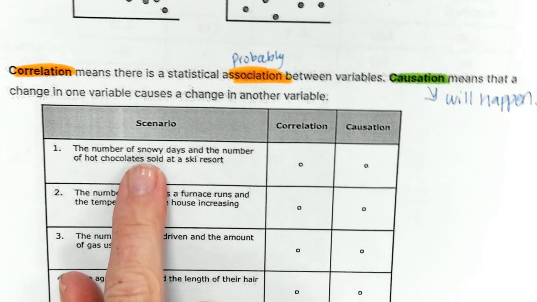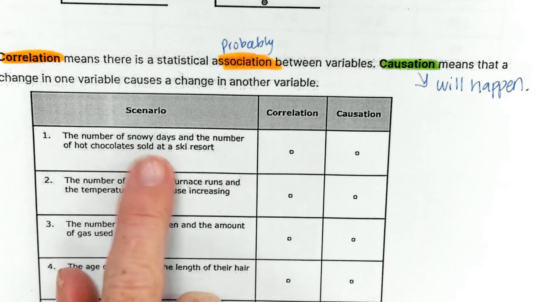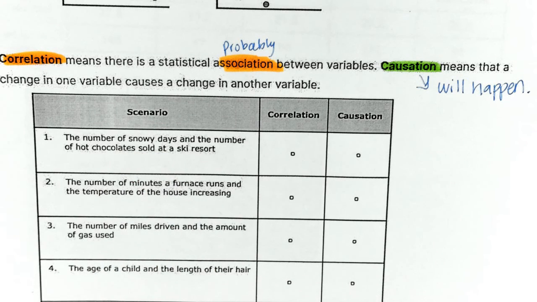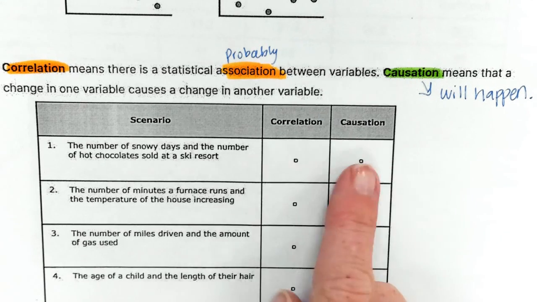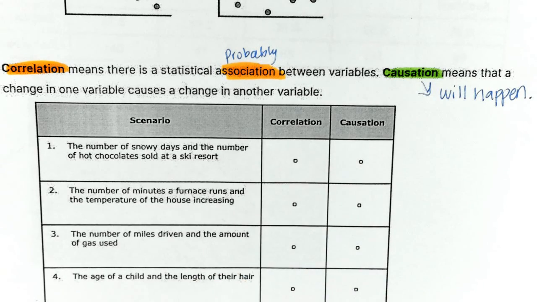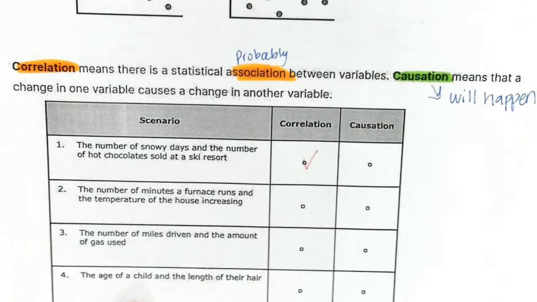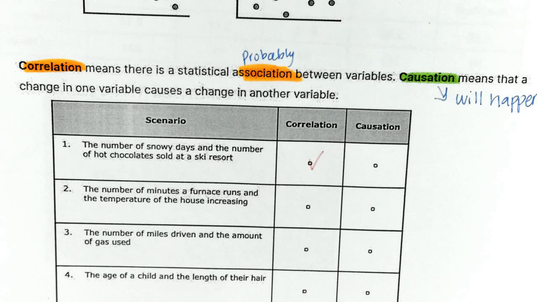The number of snowy days and the number of hot chocolates sold at a ski resort. Do y'all think it's related? And if so, is it absolutely going to cause it to happen? Which one do y'all think it is? It is correlation. It is probably going to cause more hot chocolates to be sold. Yes? All right, number 2.